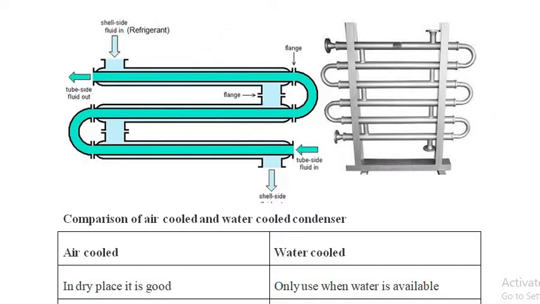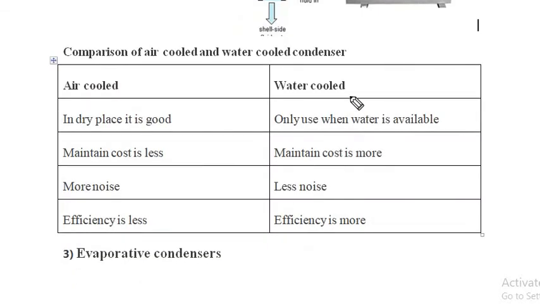Okay, and next one, comparison of air-cooled and water-cooled condenser. Okay, the main difference. Air-cooled condenser: first of all, no water or coolant is used, so the air flows over the pipes of the liquid, so the liquid can exchange the heat with the air.